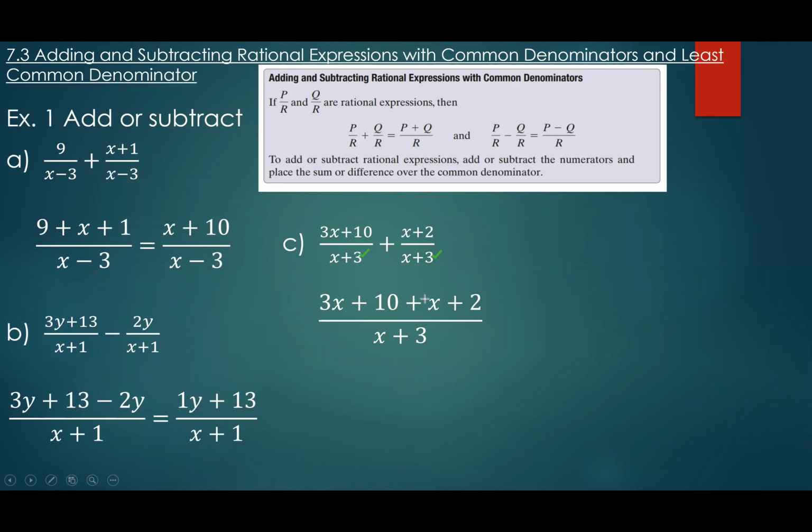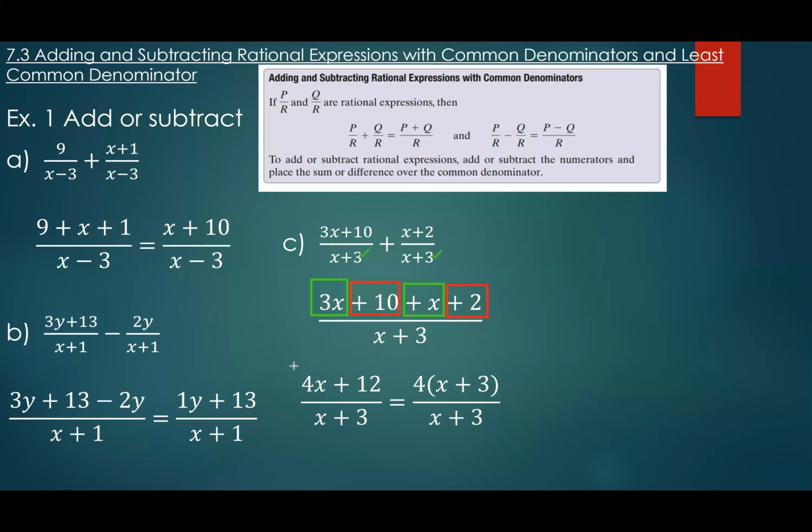And once we have this here, hopefully you guys see my like terms. What are my like terms? My like terms are 3x added to one more x, and 10 added to 2. I will have 4x and 12. Those are my constant and those are my x. So if I combine them together, this is what I have, 4x plus 12 all over x plus 3.